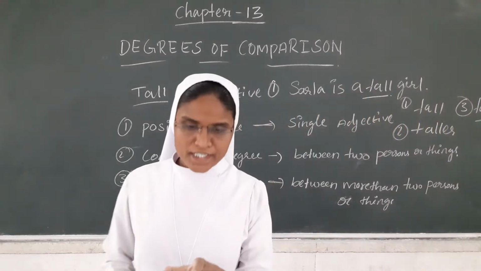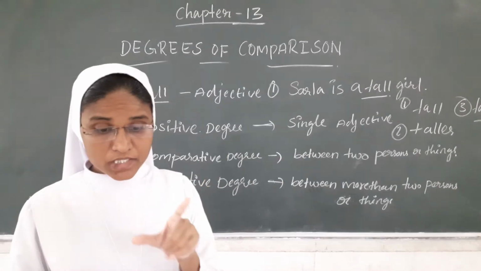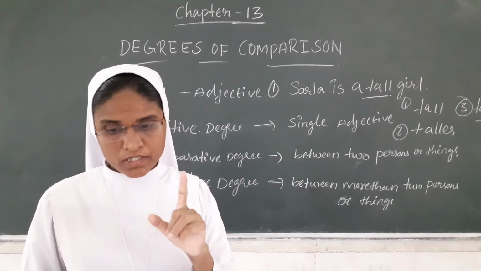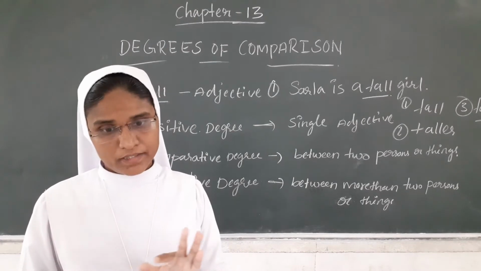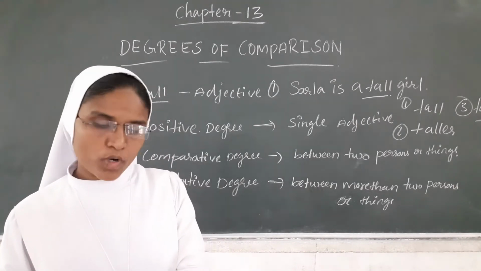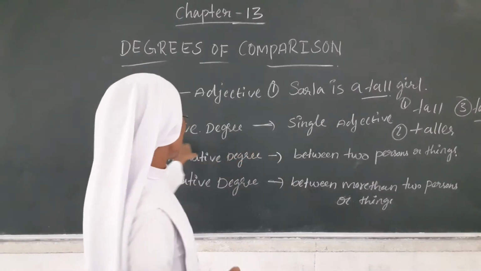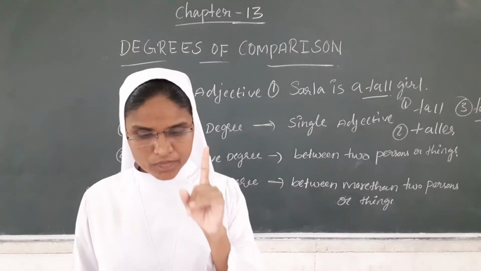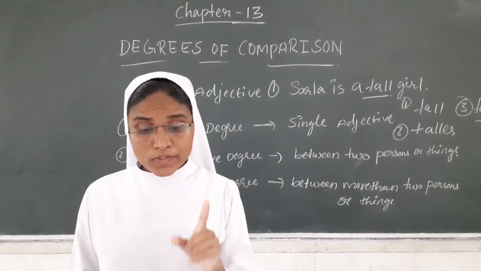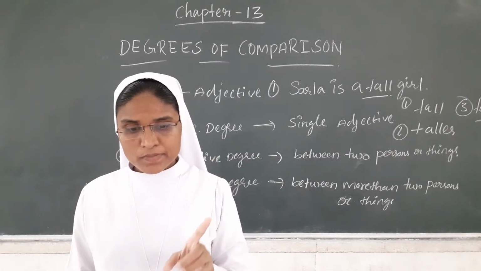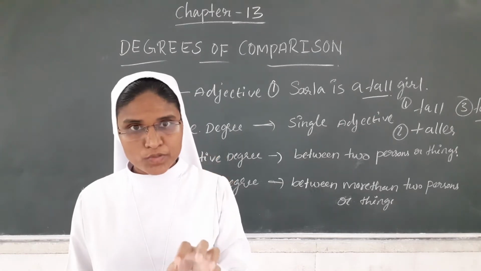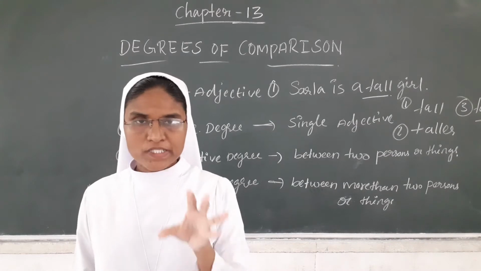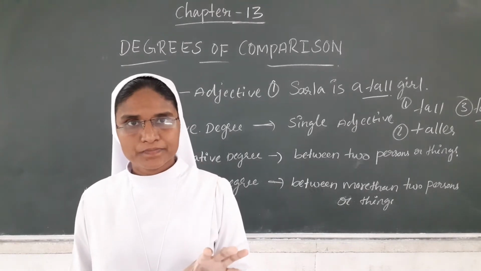Okay, these are the sentences they have given. Sarala is a tall girl. Ridhima is taller than Sarala. Karuna is the tallest of the 3. Then how does it work? You see here I have written positive degree. Single adjective: when no comparison is made and we use a single adjective, it is the positive degree. Positive degree means the adjective itself.